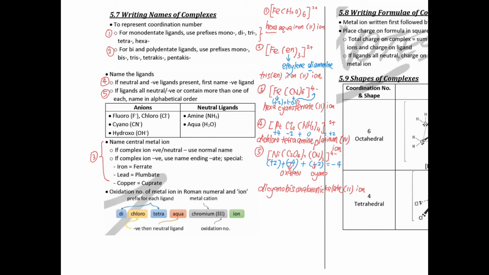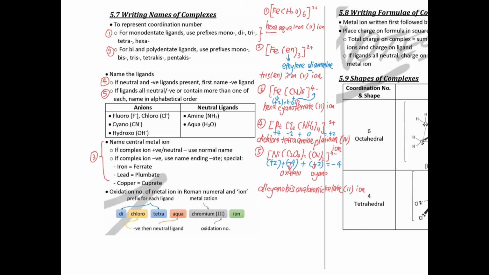Just in case there is no charge outside, you don't put ion. Just for your information, sometimes the transition metal and the ligand charges just cancel off, so there is no overall charge, then don't put ion.